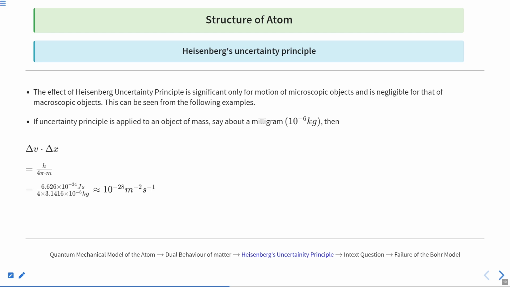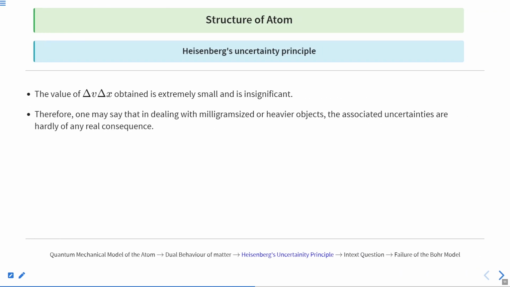So this is the uncertainty principle. What we have taken is the given mass of the object, 10 to the power minus 6 kg, and with the help of that we have calculated h by 4 pi m. Clear? Now this value of delta v and delta x is extremely small. Therefore, one must say that in dealing with milligram-sized or heavy objects, the associated uncertainties are hardly of any consequence.